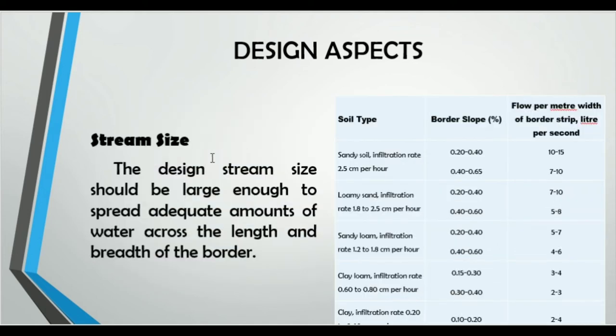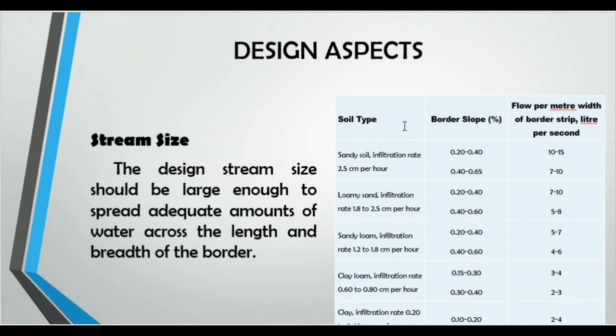Next is stream size. The design stream size should be large enough to spread an adequate amount of water across the length and breadth of the border. So stream size, this is where the water from the water source goes in before it goes down to the border strip. So the stream side has the gate where you can open and close the irrigation going to the border strips.